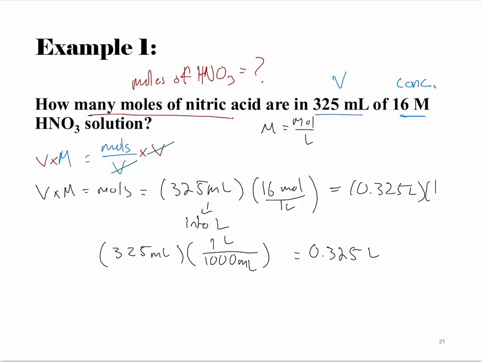16 moles of our solute per 1 liter. Units of liters now cancels out, and we get our answer. And so we get 16 times 0.325. We get 5.2 moles of nitric acid.